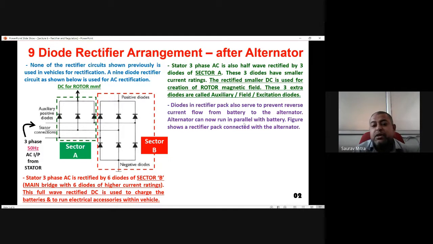The alternator can run in parallel with the battery. That means the car engine is running, the alternator is producing AC energy, and that AC energy is rectified and given to the battery. So all these things can happen simultaneously: generation of rotation, generation of three-phase electricity, then generation of DC and charging of the battery. All these things can run in parallel.